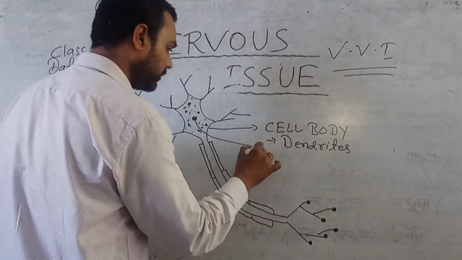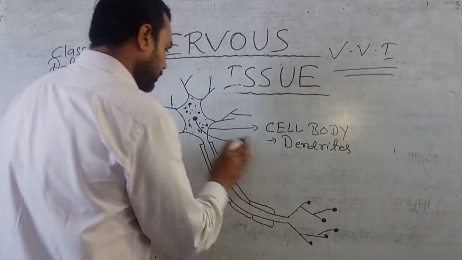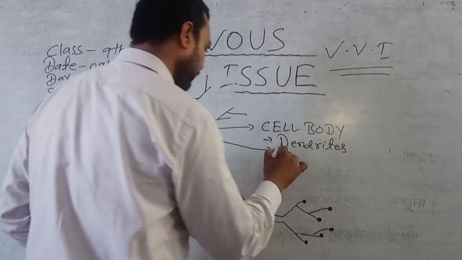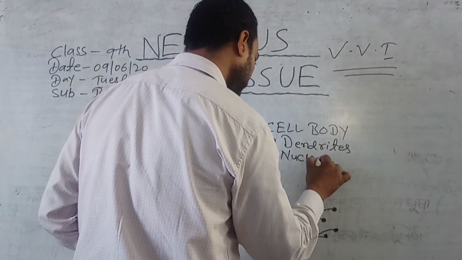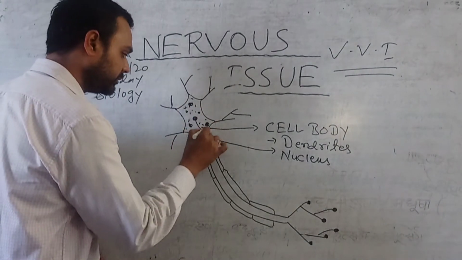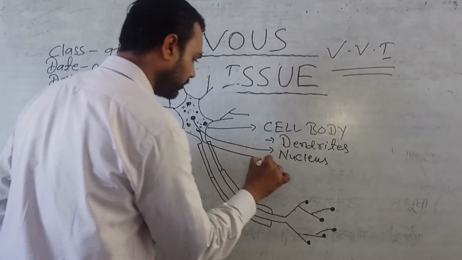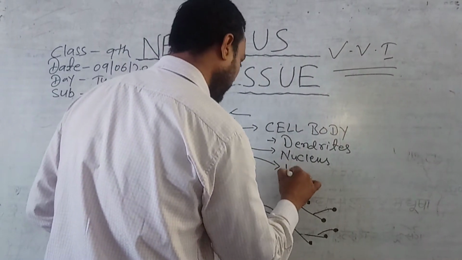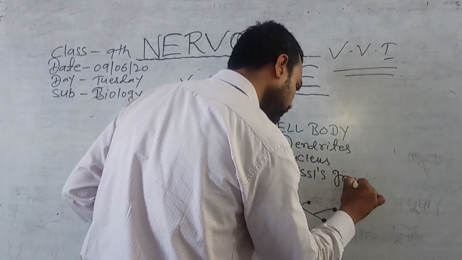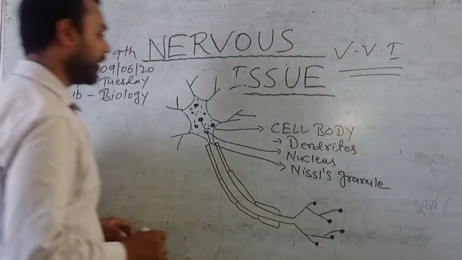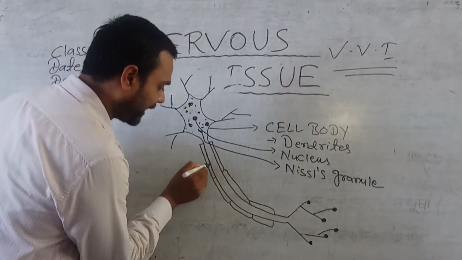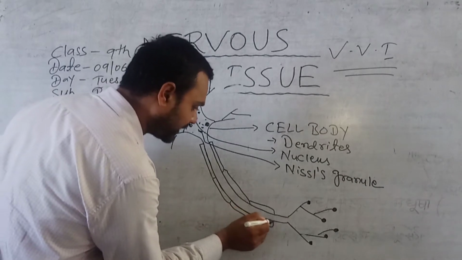Next one, this part is known as the nucleus, and this part is known as Nissl's granules.